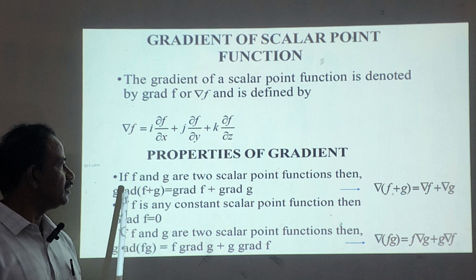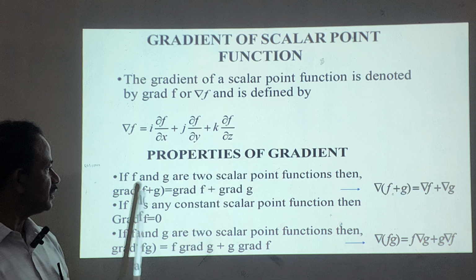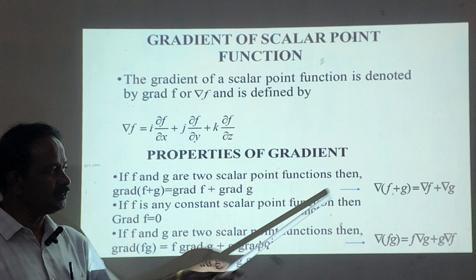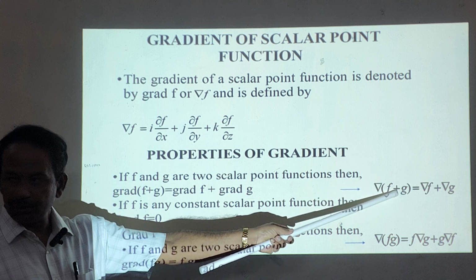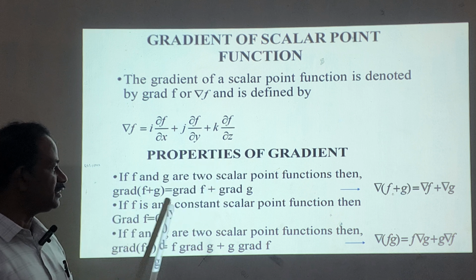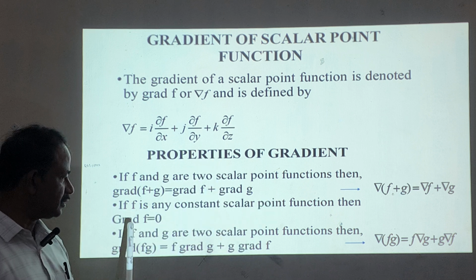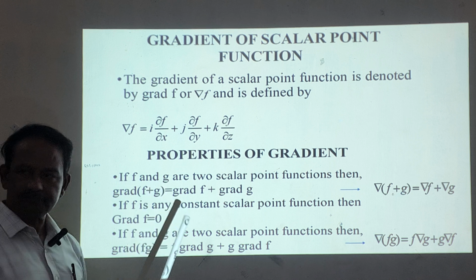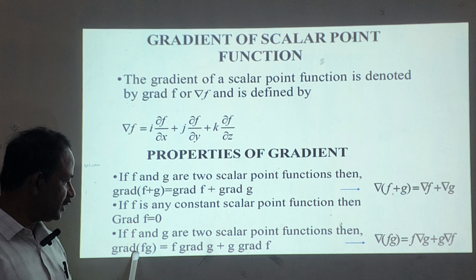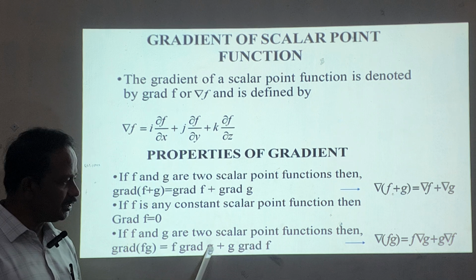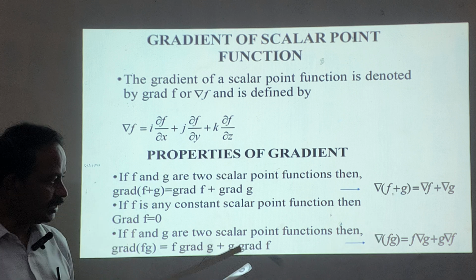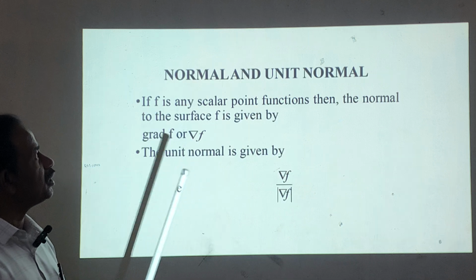What are the properties of gradient? If f and g are two scalar point functions, then grad (f plus g) equals grad f plus grad g, which is del (f plus g) equals del f plus del g. Individually you can add. Another: if f is any constant scalar function, then grad f equals 0. If it is constant, the grad will be equal to 0. If f and g are two scalar point functions, then grad (f g) equals f grad g plus g grad f. So you have del (f g) equals f del g plus g del f. So these are the properties.